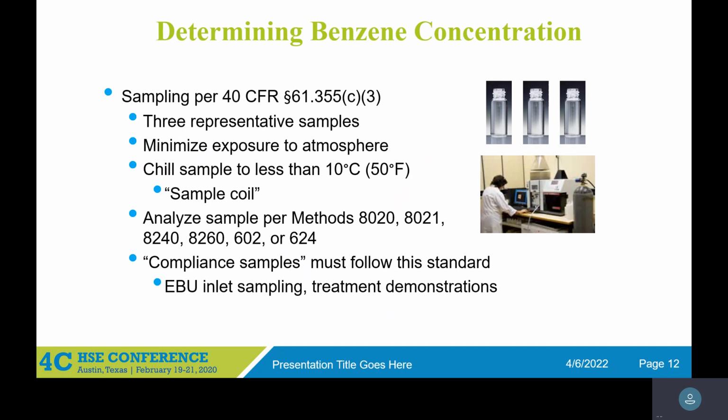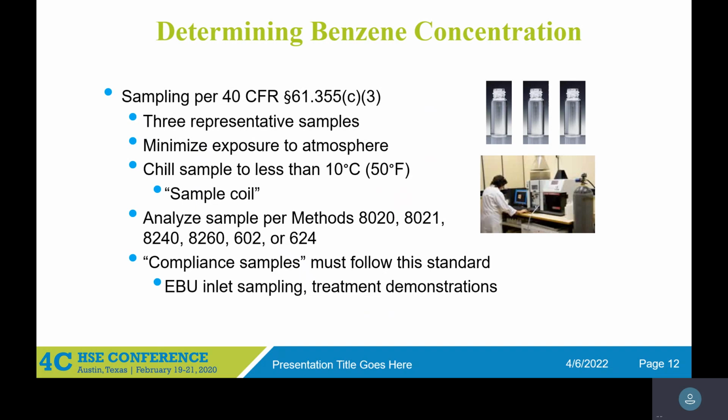You have to get 3 representative samples. You have to have minimal exposure. You have to make sure that the sample is below 10 degrees Celsius or 50 Fahrenheit, right? So that benzene is not volatilizing as you're collecting it. Some of these process streams are pretty hot. And typically we use a sample coil. I'll show you a picture of that.